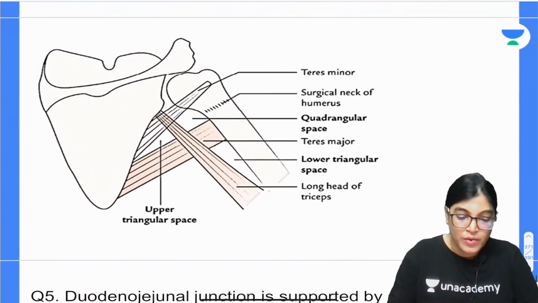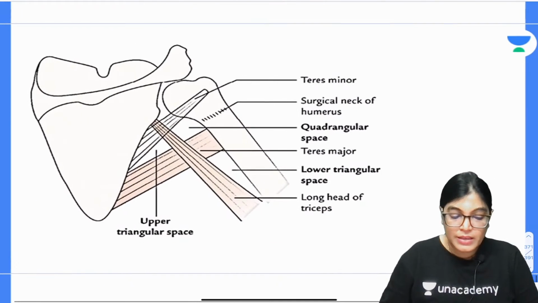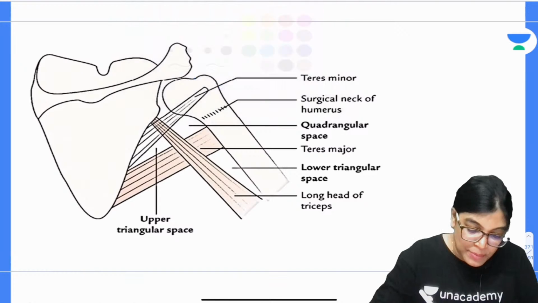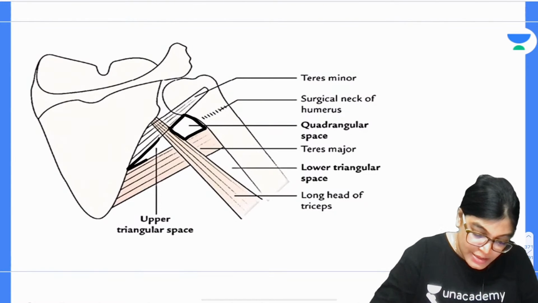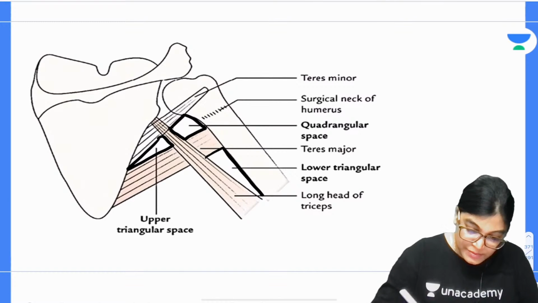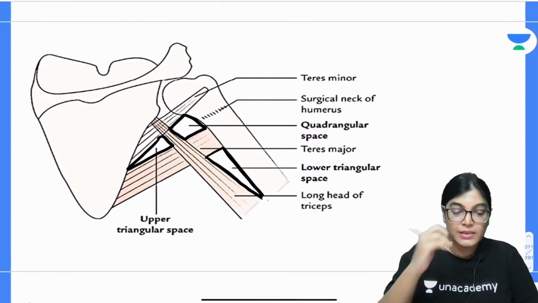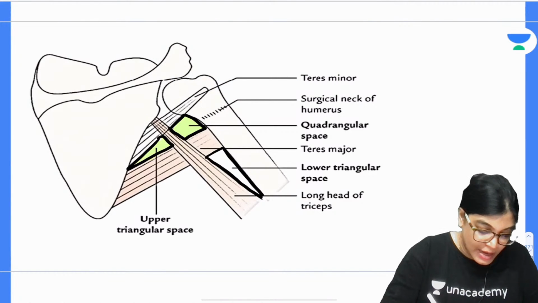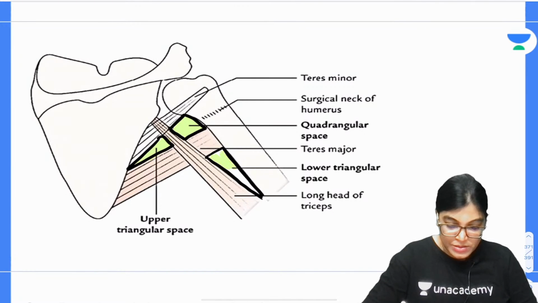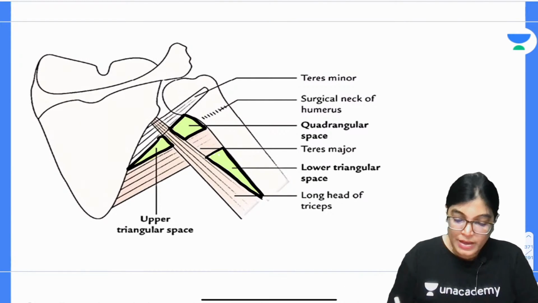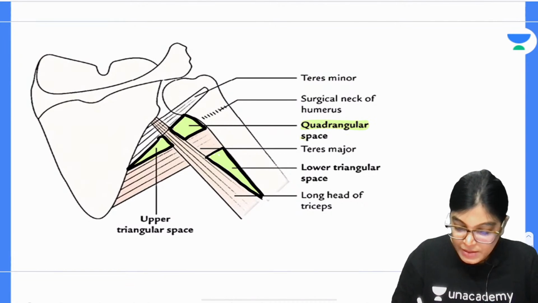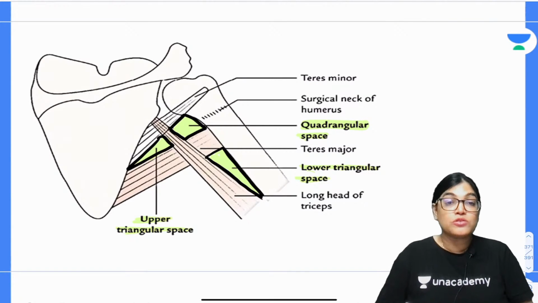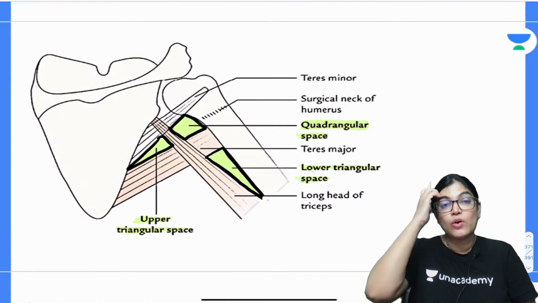No worry, it happens. Let me give you that explanation of the spaces once more. Can you appreciate there is one quadrangular space and two triangular spaces? Let me highlight this. This is the quadrangular space, this is the lower triangular space, and this is the upper triangular space. What has been asked? Close to the arm means in the MCQ they are asking about the lower triangular space.